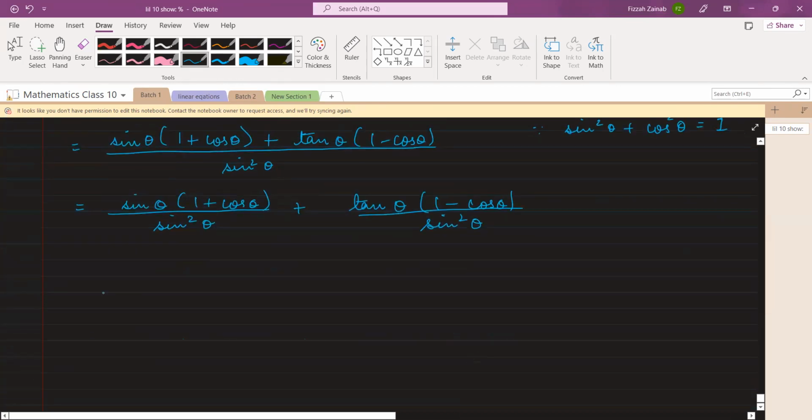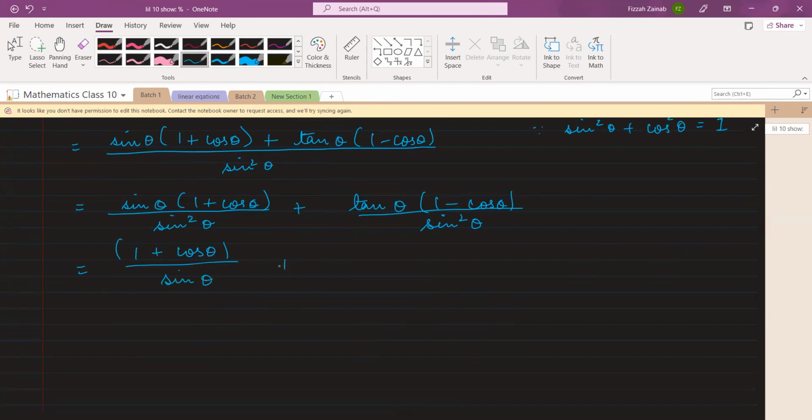Okay, so here one sine will get cancelled. So you get 1 plus cos theta divided by sine theta plus. Now convert this tan. So tan is sine theta upon cos theta. Okay. So you get sine theta into 1 minus cos theta and then sine theta upon cos theta and then into sine square theta. So I've changed tan theta into sine theta by cos theta.